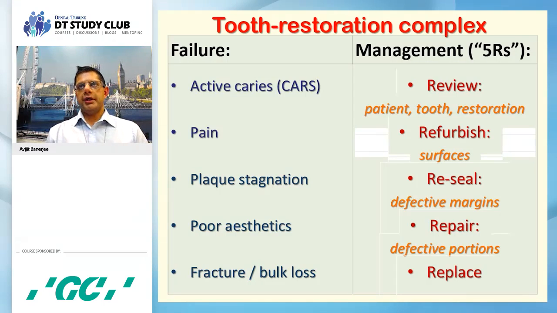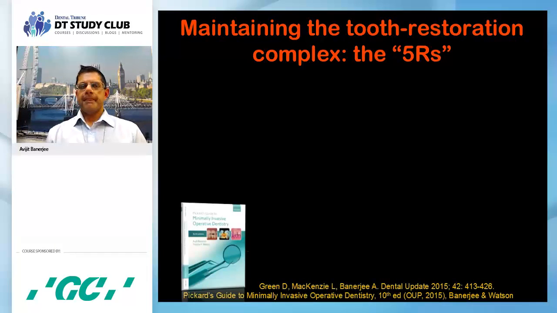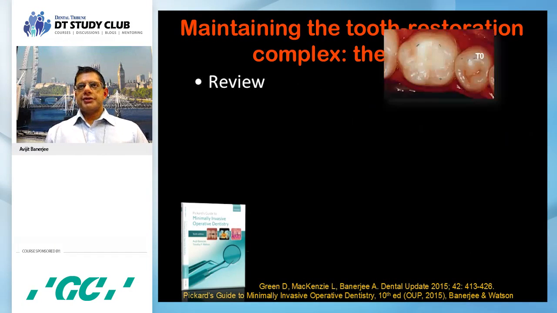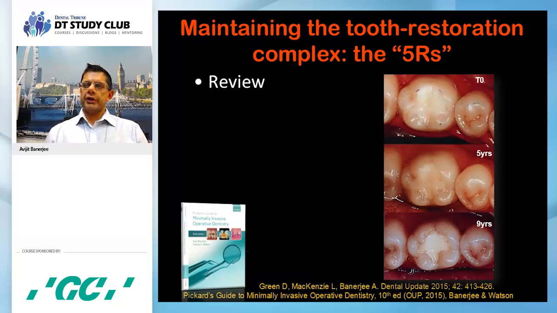And the way to do it now is using the 5 R's concept. Again, not a new concept, it's been published before, but we've sort of refreshed it more recently, where you can review, refurbish, reseal, repair, and replace. So what do I mean by that? Reviewing restorations means taking good quality clinical photographs. And by looking at these serially, you can see how restorations will change over time, but do not necessarily need any operative intervention in their management.